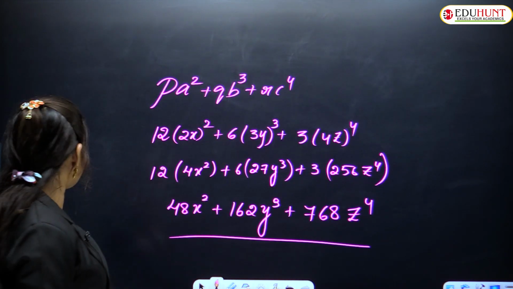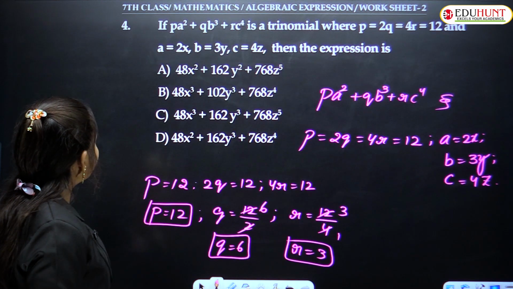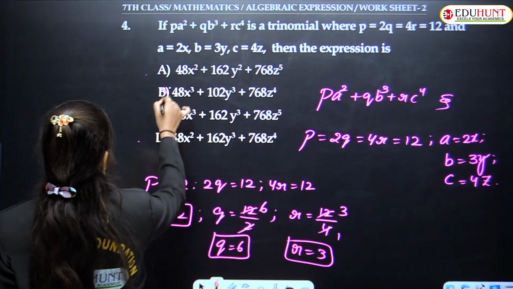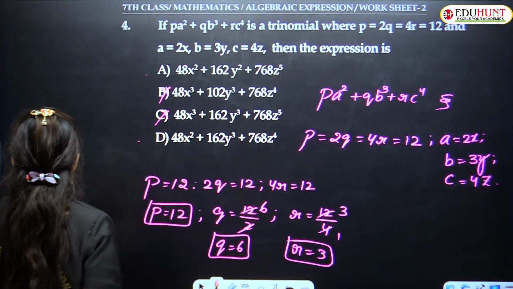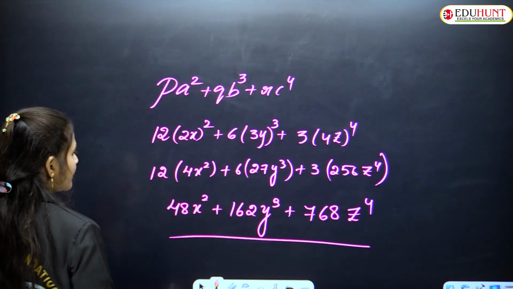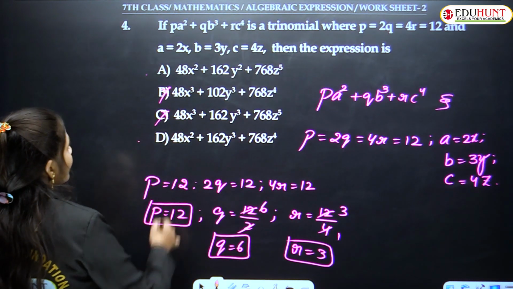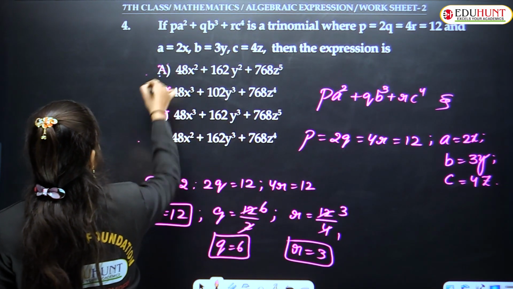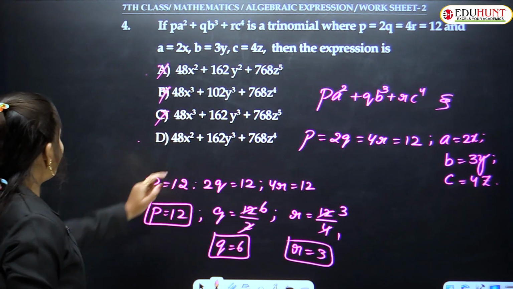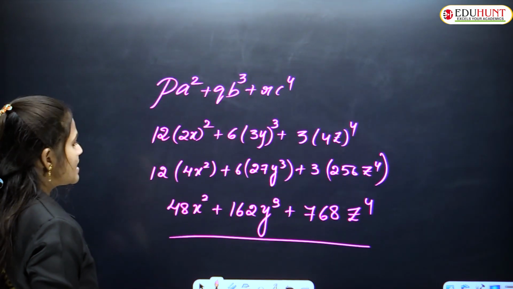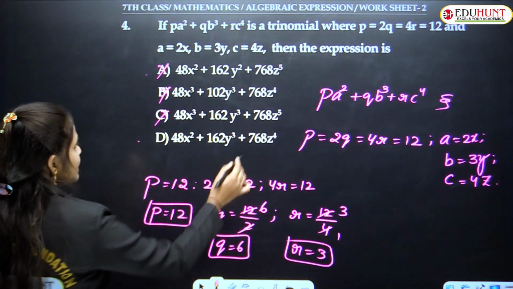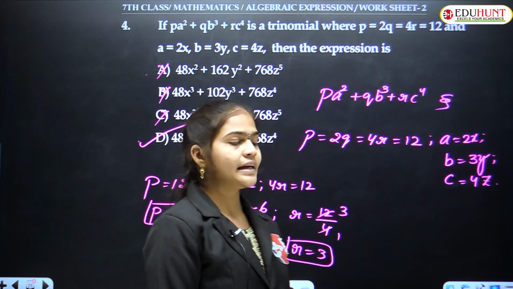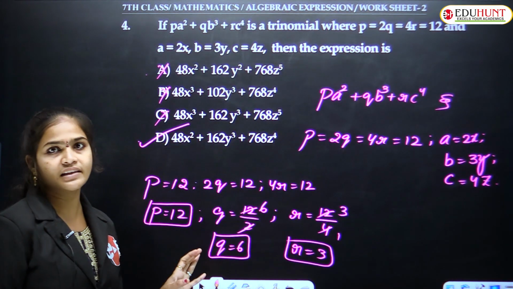Then here which option is correct? See that 48x square is first one and the last one. Remaining two we can delete. Next, 162y cube. Here y square is there, no? So we can eliminate that one also. 48x square, 162y cube, 768 z power 4. Finally, here which option is correct? Yes, option 4 is satisfying here.